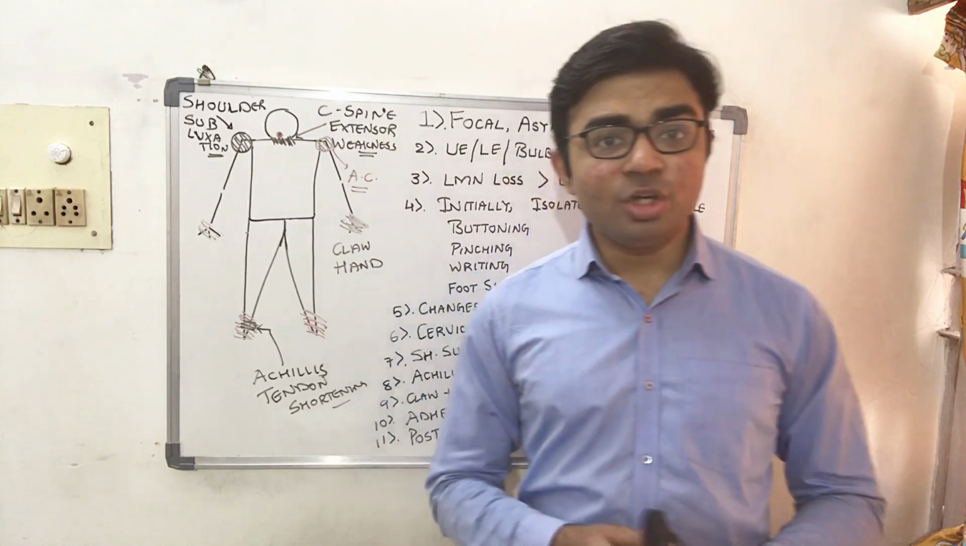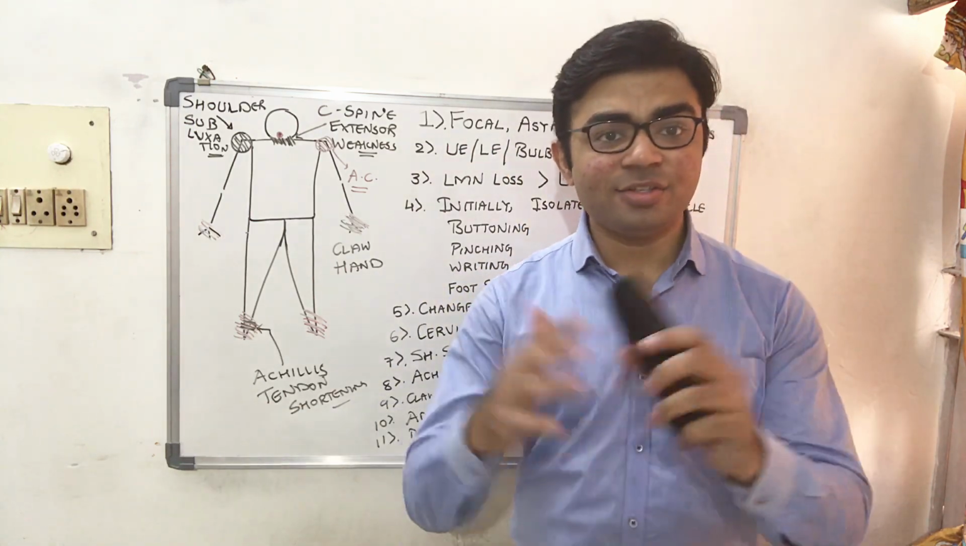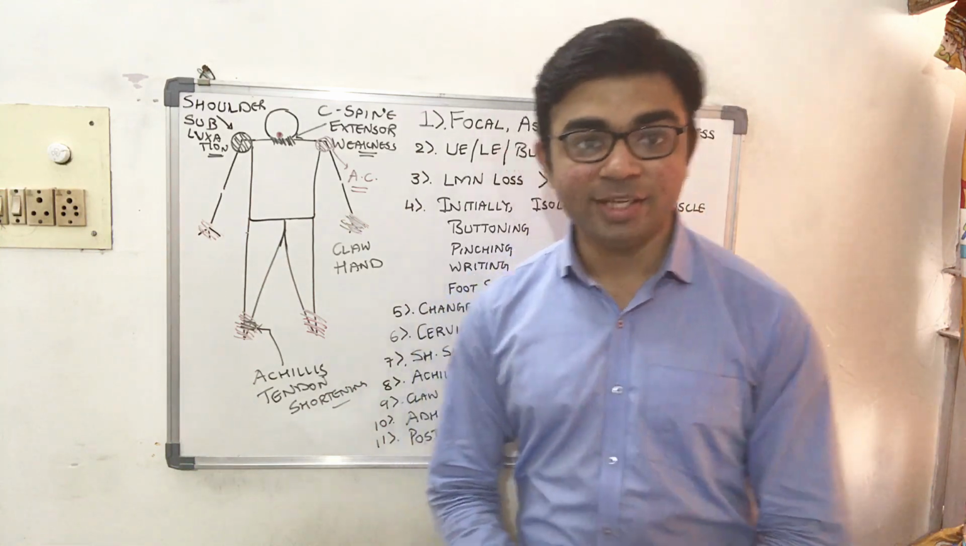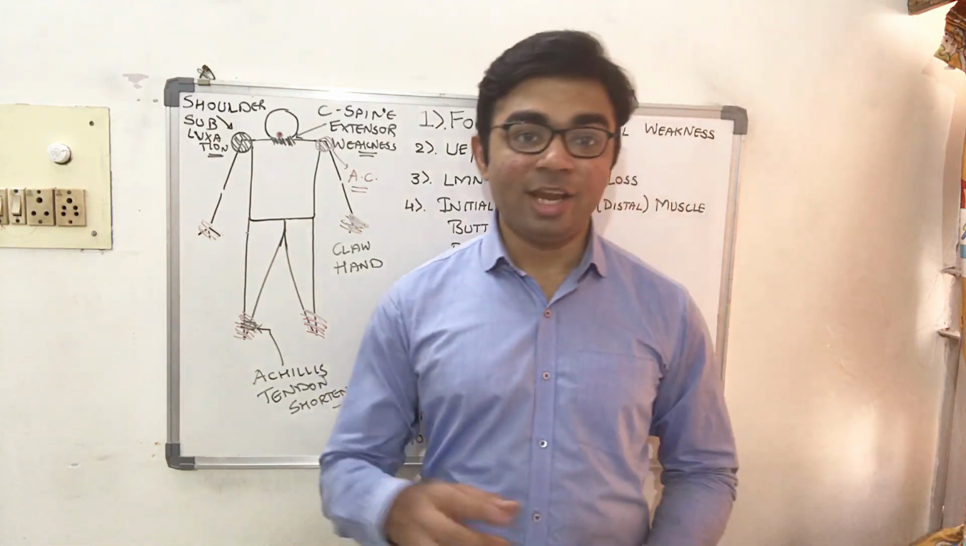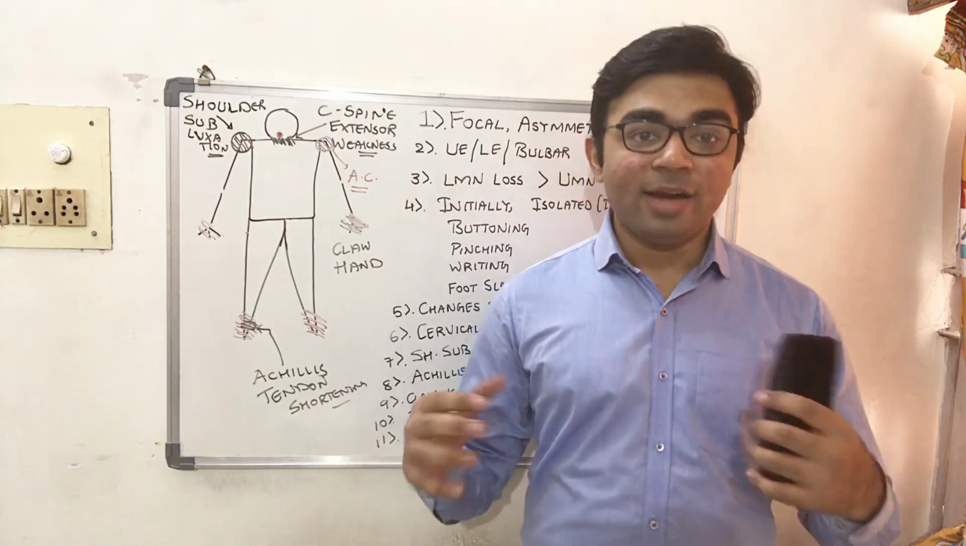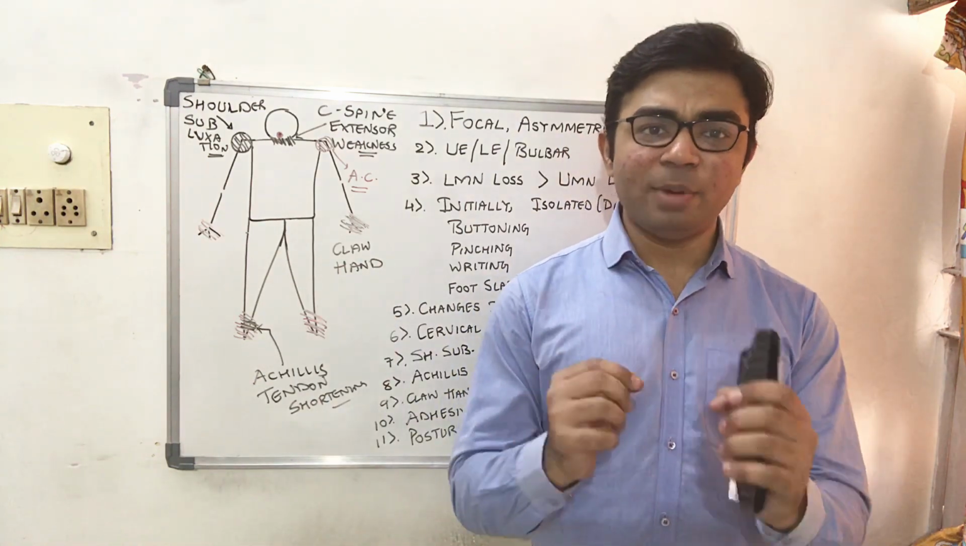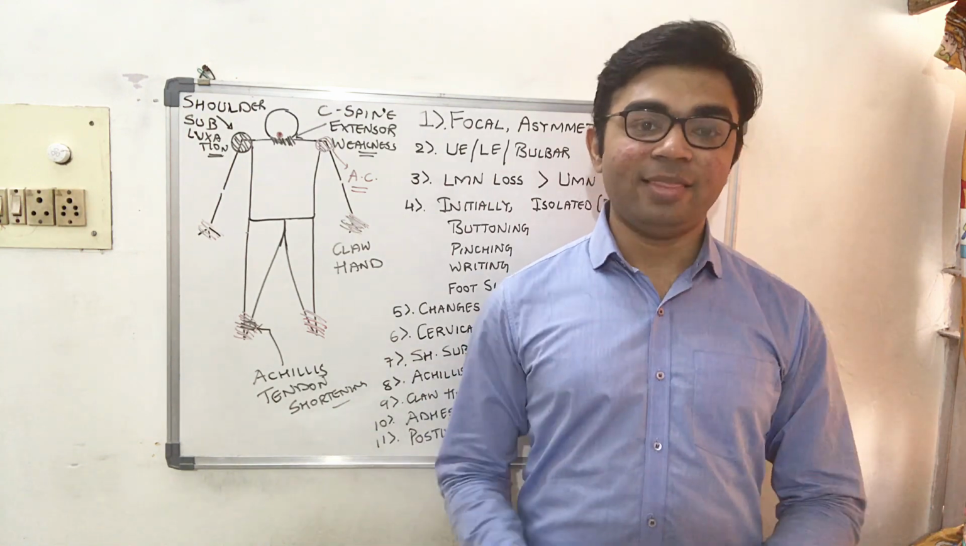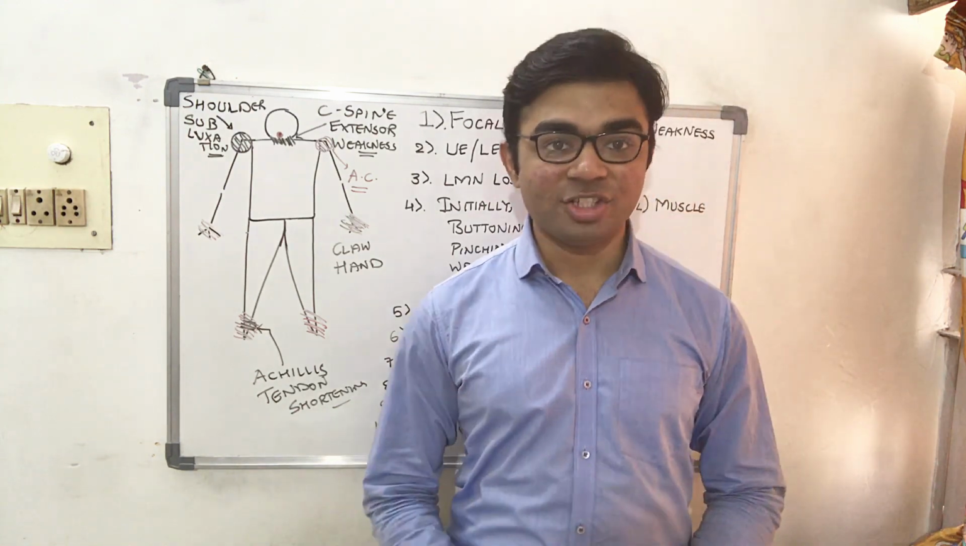So as you can see, due to the lower motor neuron pathology, various deformities as well as impairments can be seen. Remember one thing, that it can be focal, asymmetrical, with claw hand, problems in buttoning, pinching, etc. These are all activities affected in lower motor neuron pathology.